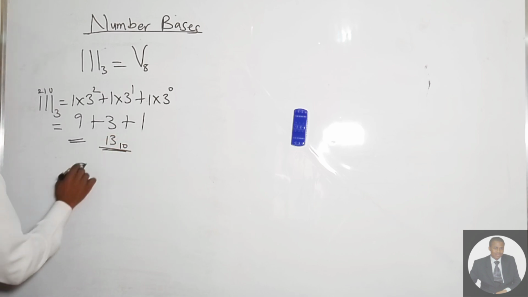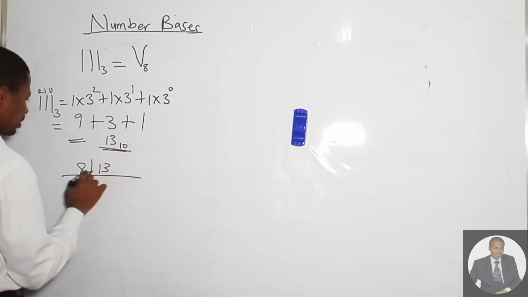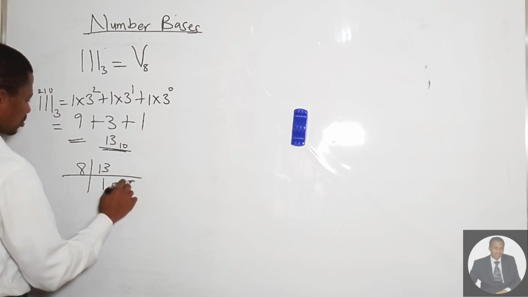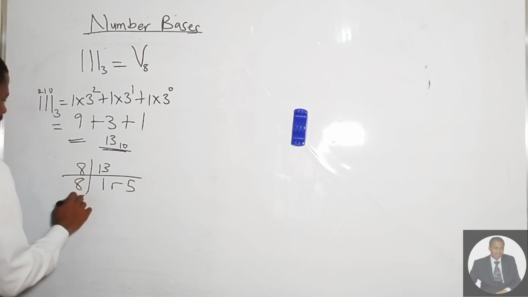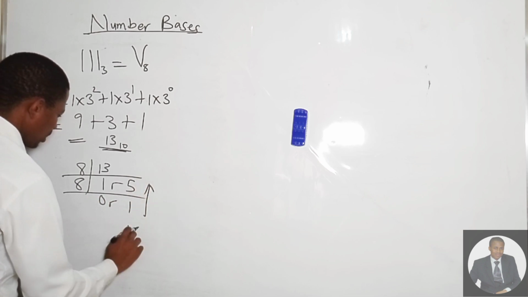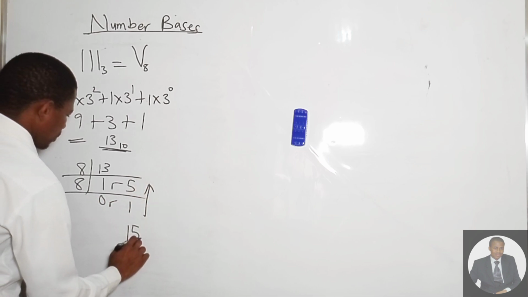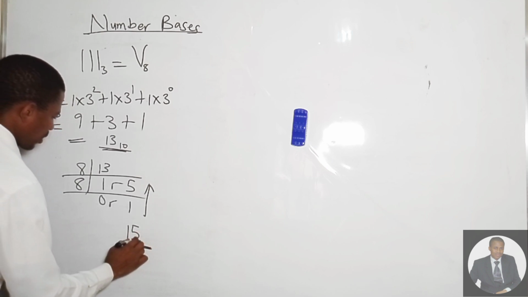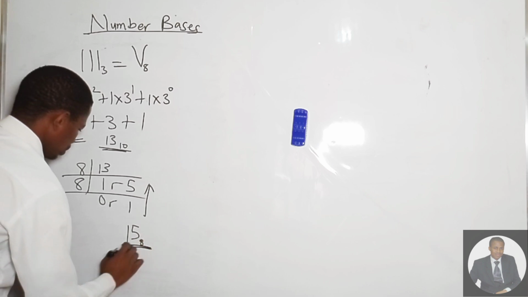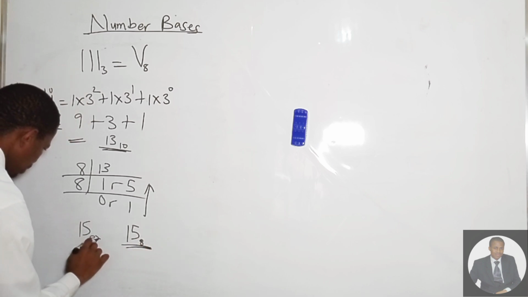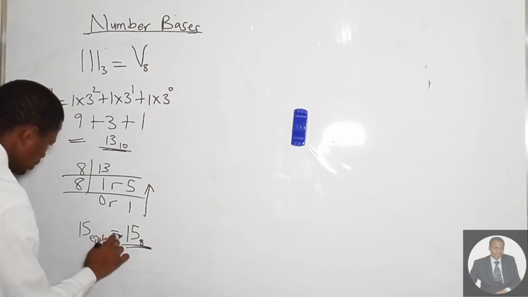So we now divide the 13 by 8. How many 8s are in 13? 1, remainder 5. How many 8s are in 1? 0, remainder 1. So what do we have? 15 base 8 will be our answer. Or we could say 15 base 8 is the same thing.